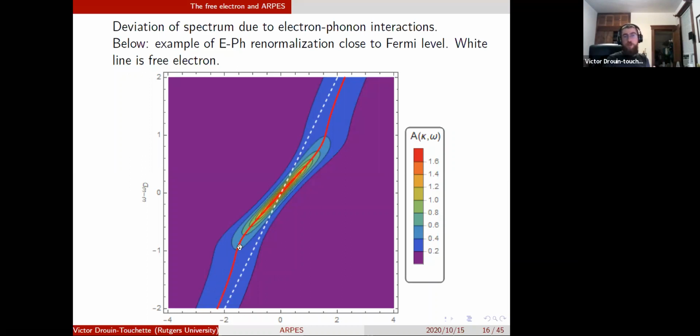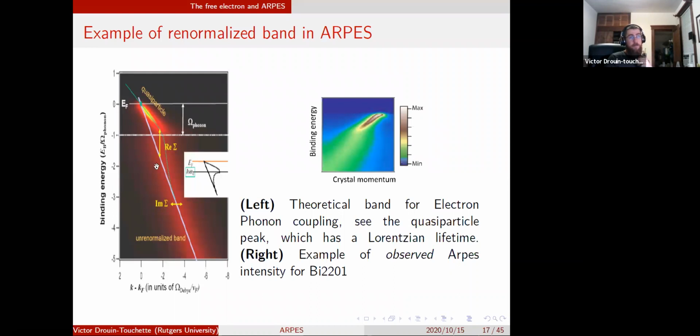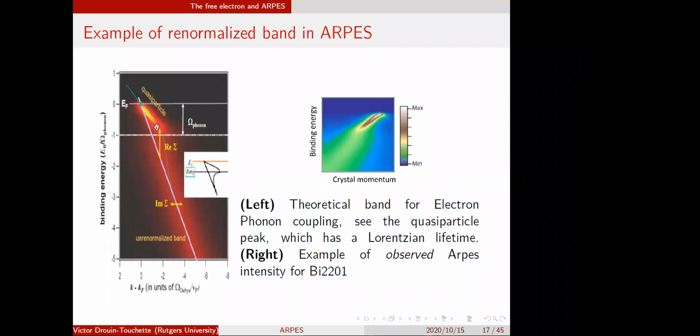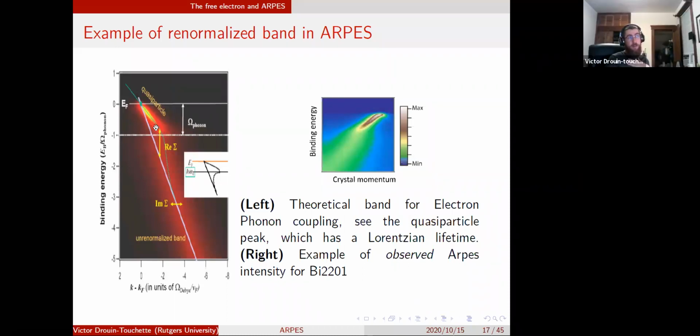So if we could measure this in a material using ARPES, we'd see a clear sign of electron-phonon interaction that has changed both the position of the bands and the lifetime of the quasiparticles. And lo and behold, this is the observed ARPES intensity for Bi2201, sorry. And I think this is another type of material. The color plot at the bottom is the ARPES data, and you can clearly see that there's a higher intensity close to the Fermi level. And if you follow this green line here, that's the maximum of the dispersion for a certain momentum.